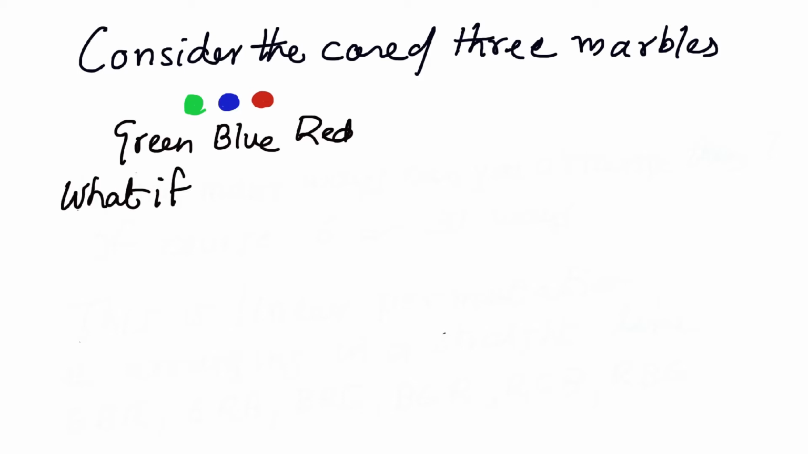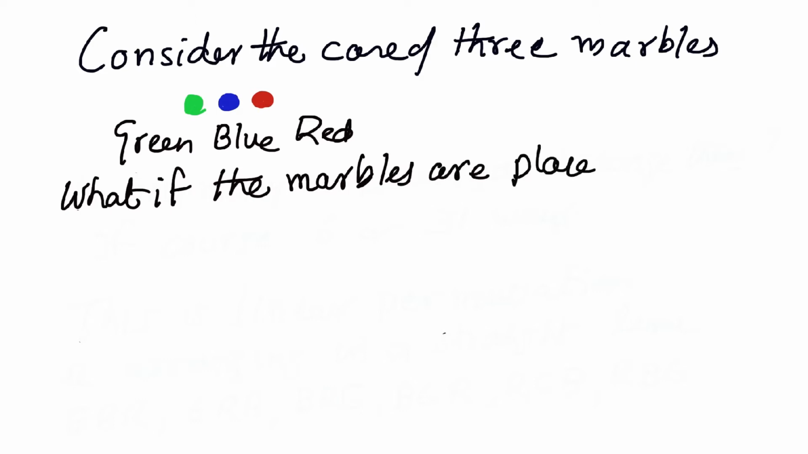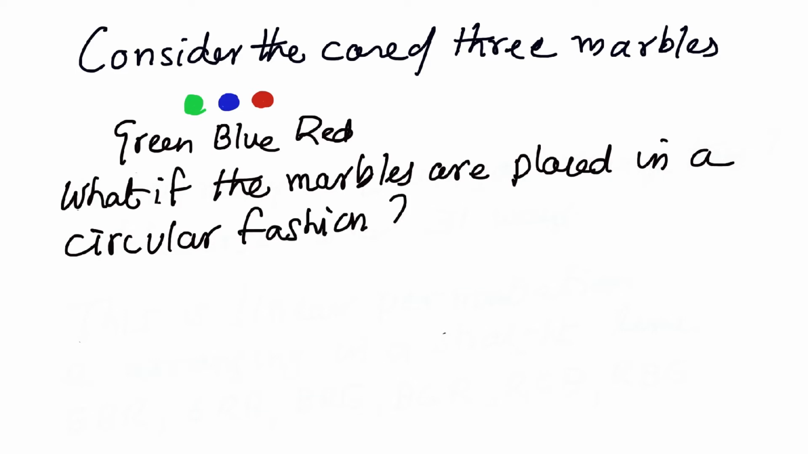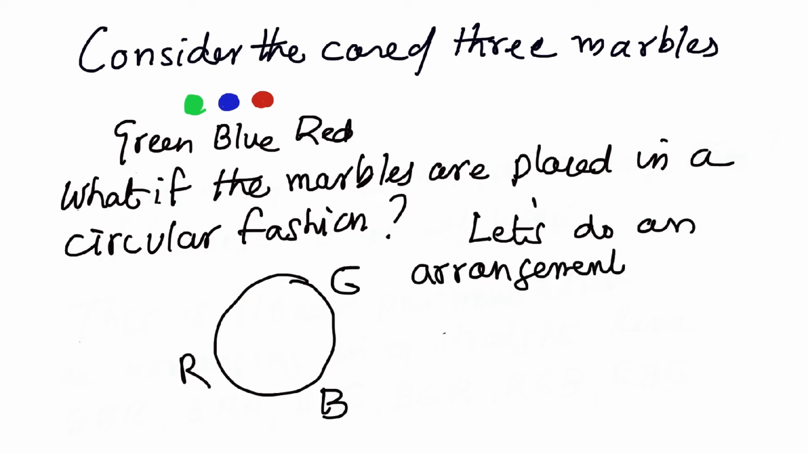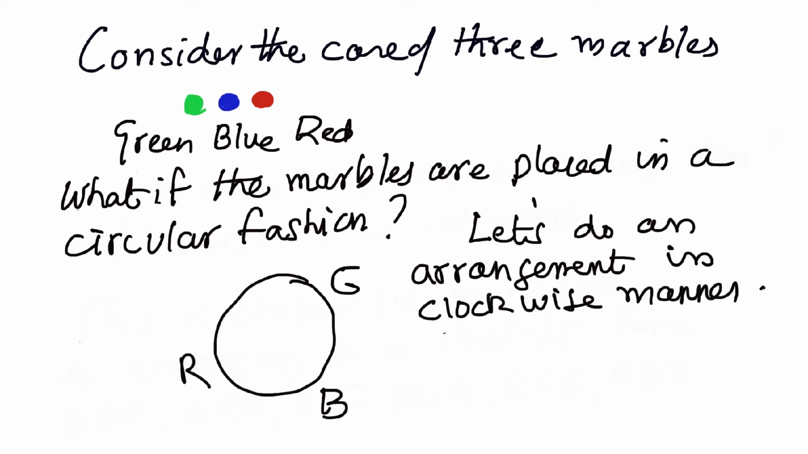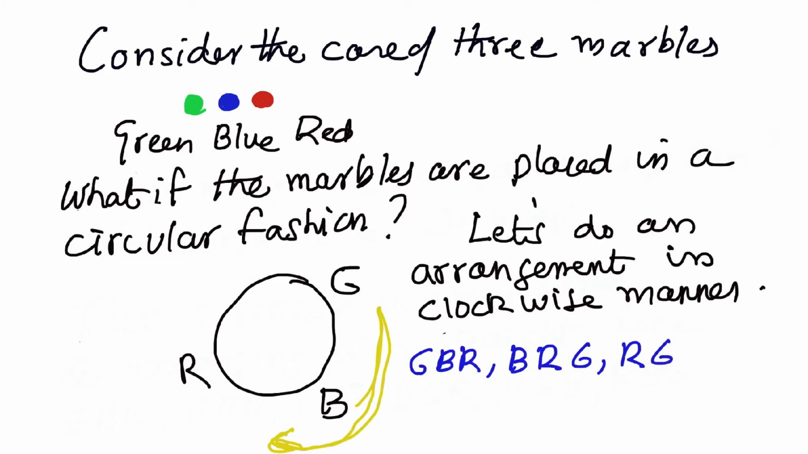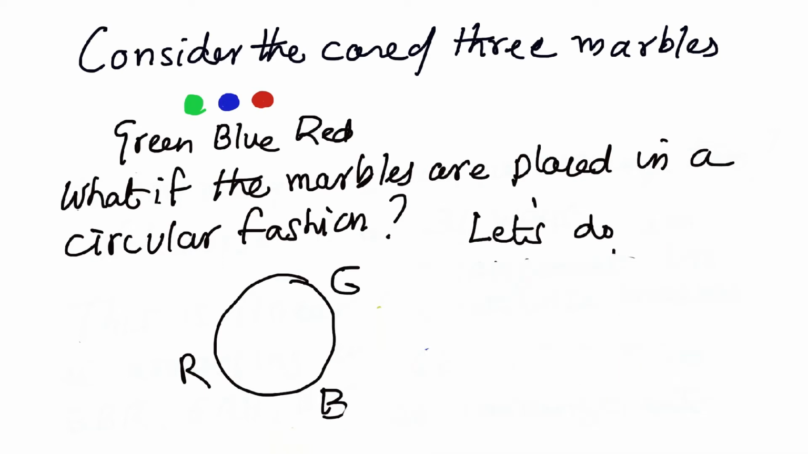Now what if these three colored marbles are kept around a circle, in a circular fashion? Naturally, circular fashion means that the way in which we count or arrange will have two directions, that is clockwise or anti-clockwise. So let's do the arrangement first in a clockwise direction, and let's start with the green marble. So we can see that green, blue, red, and green, red, blue. Sorry, green, blue, red and red, green, blue. That's the way in clockwise when we start with green.